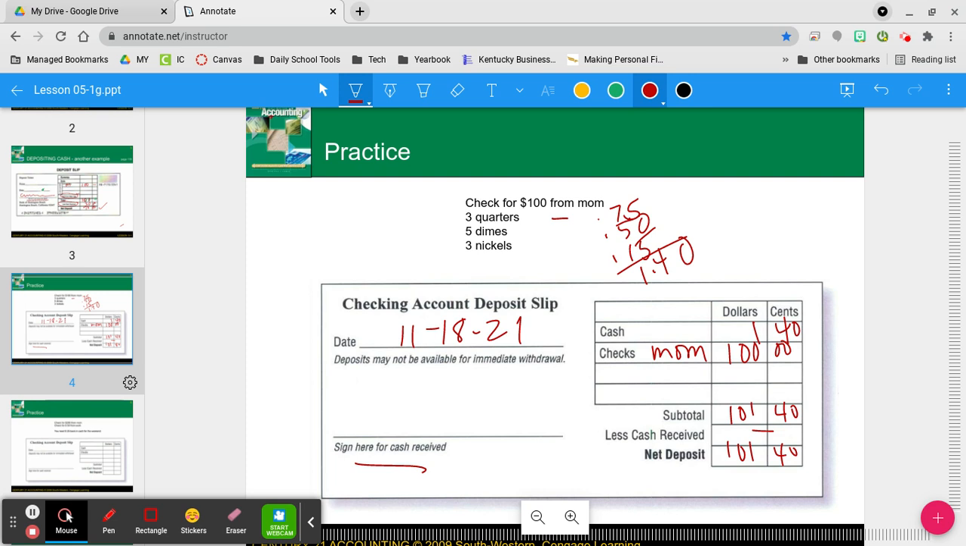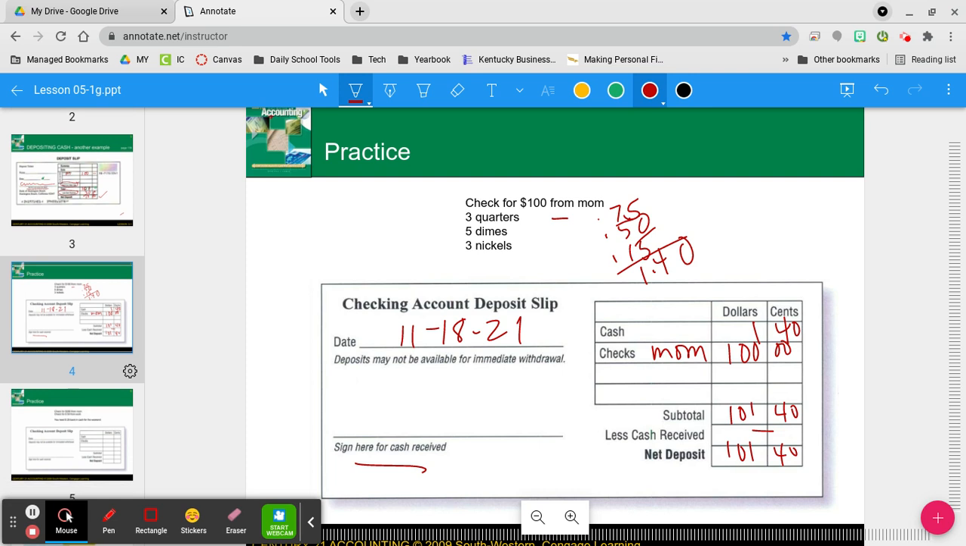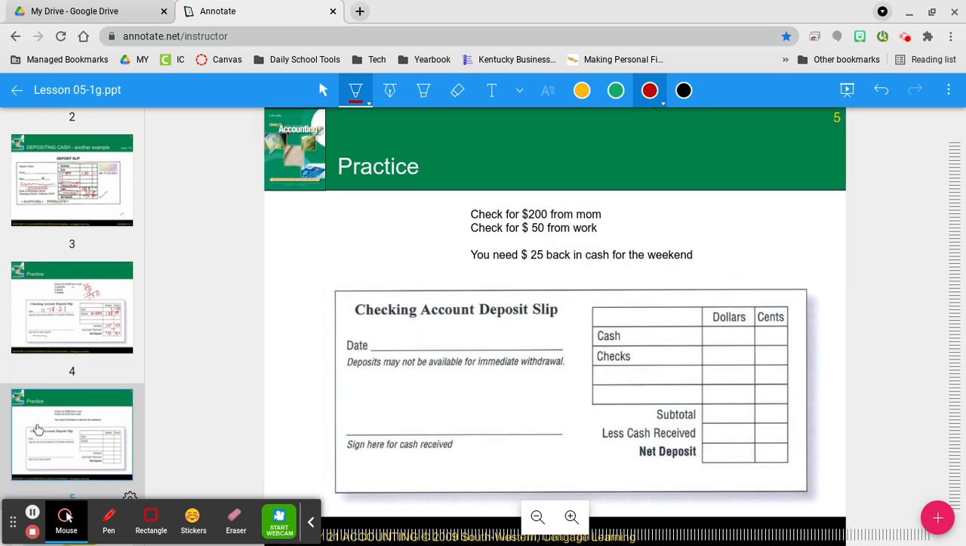You don't know how many times I have friends who work at banks say, people do not know how to fill out deposit slips. Yeah. All right, let's look at this one. I get a $200 check from mom, so I'm going to put good old mom, y'all.